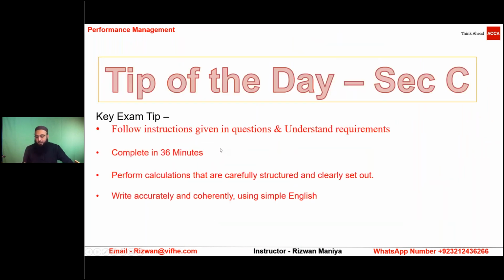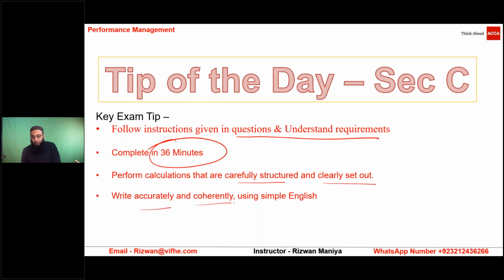Now coming towards the past paper question. And before I start the past paper question, section C, a quick tip that I want to give you people is very simple: understand verbs and the objects, complete in 36 minutes. I did tell you the plan of that. 5 minutes for reading, 9 minutes maximum for calculation, 22 minutes for the discussion. Perform calculations that are carefully structured and neat, clearly set out. Write accurately, coherently using simple English.